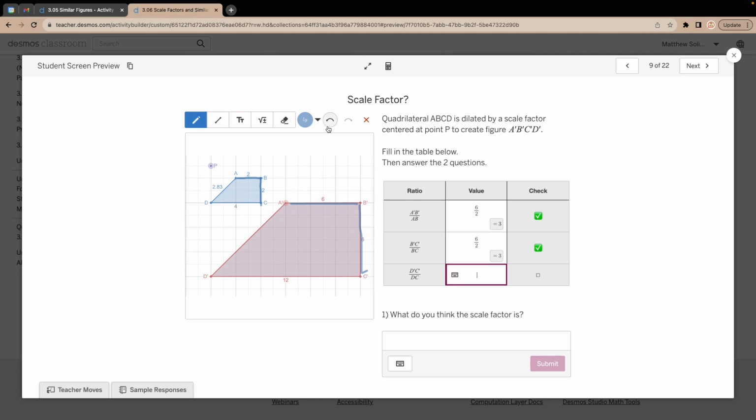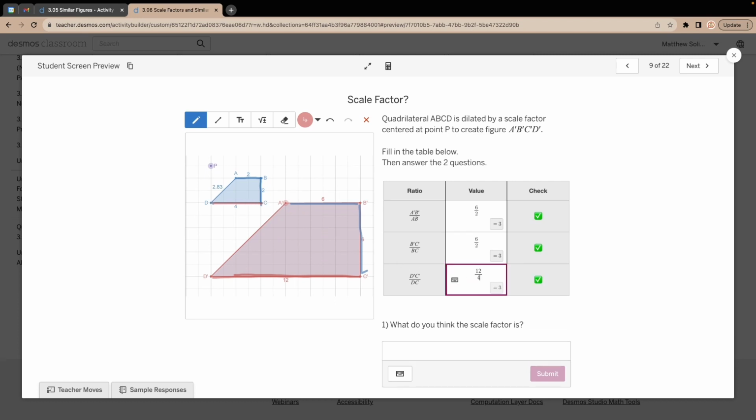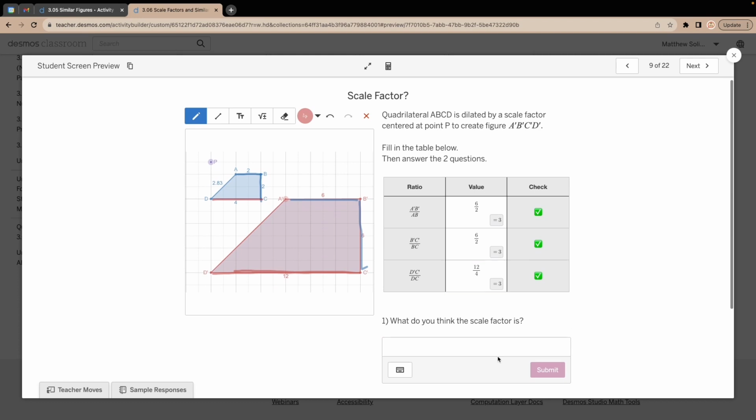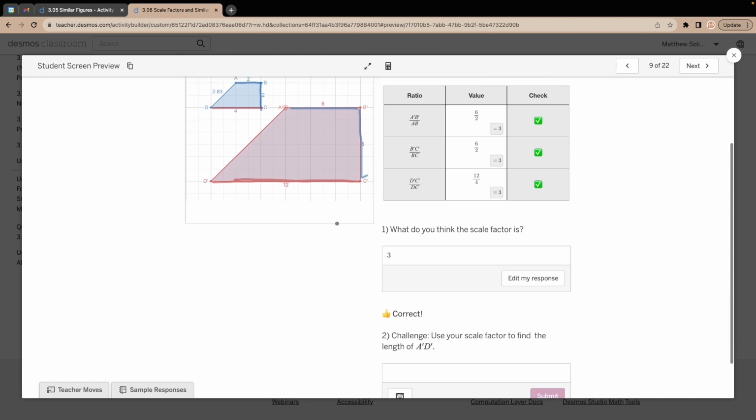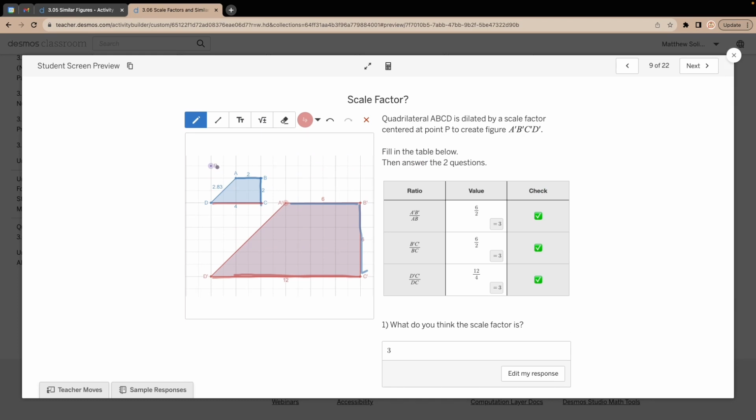Now let's look at DC. D prime C prime is 12 divided by DC, which is 4. That's 3. What do you think the scale factor is? The scale factor is 3. This shape, if we went from ABC to A prime, B prime, C prime, was getting 3 times bigger. And we can see that by dividing the sides.